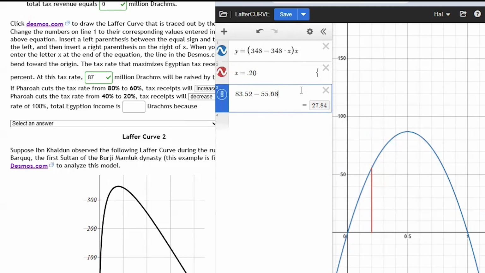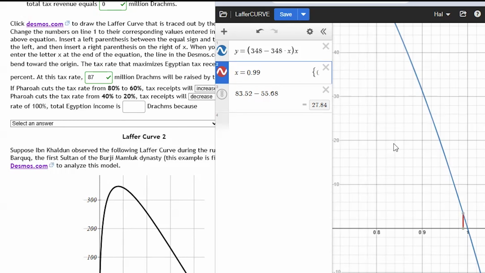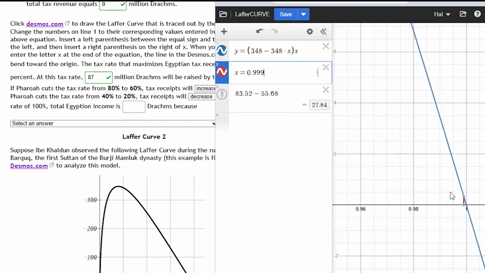At a tax rate of 100%, you can't see it. At 98%, look how low tax revenues have gotten, the height of the red bar. If we go to 99%, the height of the red bar is even smaller. 99.5%, the height's getting smaller. 99.6, 99.7, 99.8, 99.9%. You can barely see any height there. You have to really zoom in on it. But if I take this up to 100%, tax revenues are 0.